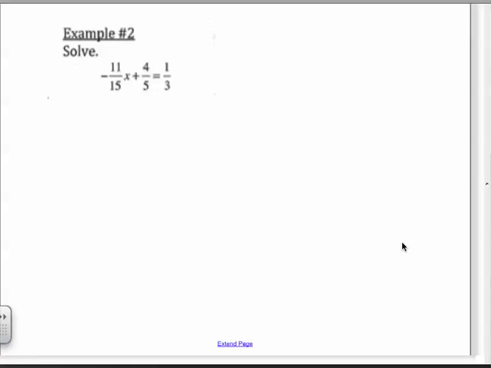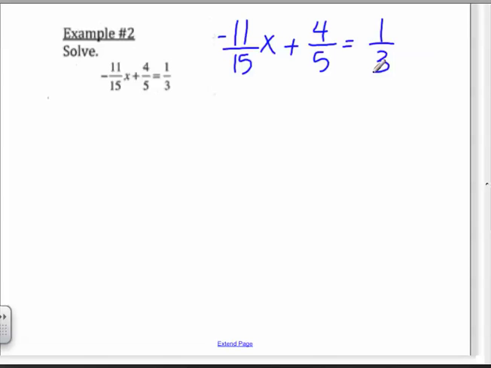Okay, guys, example number 2 here says, and let me write it bigger because it's fuzzy, negative 11 over 15x. Notice how I put the negative on top? That's just habit. You should do it too. Plus 4/5 is equal to 1/3.